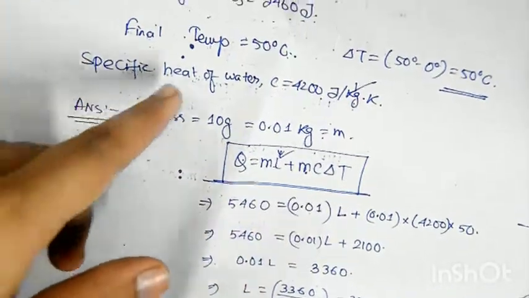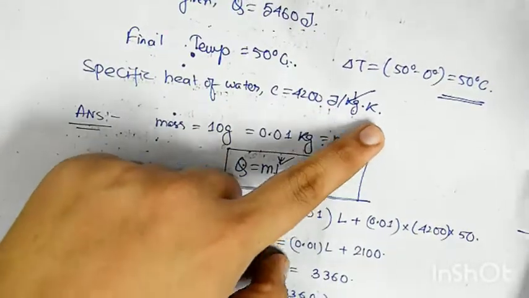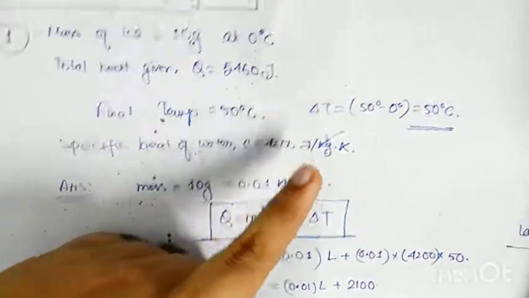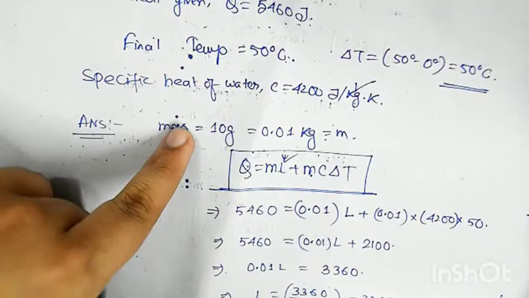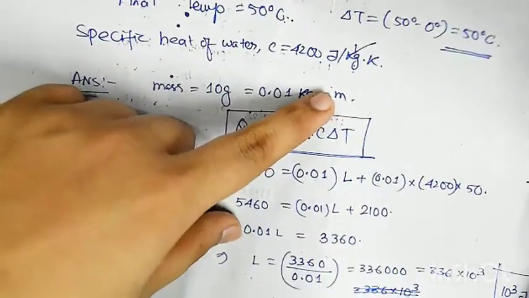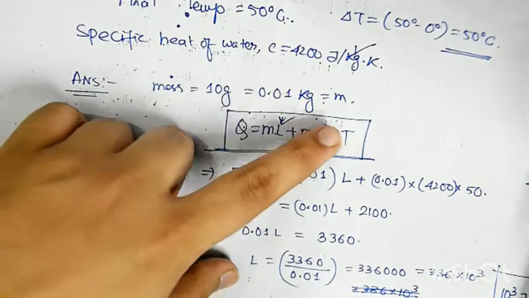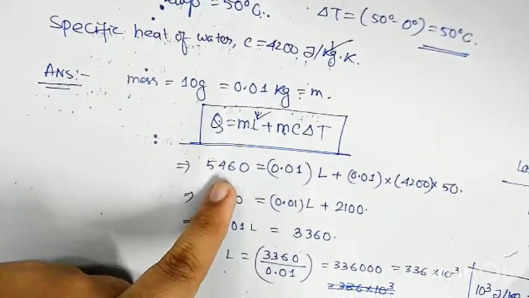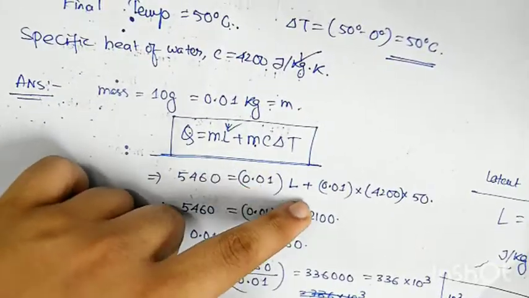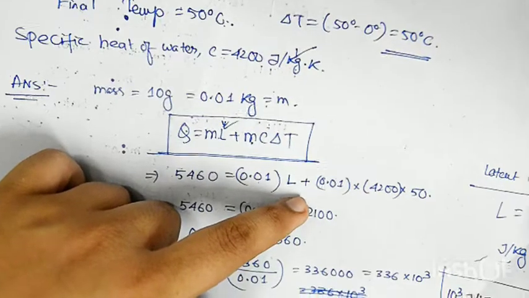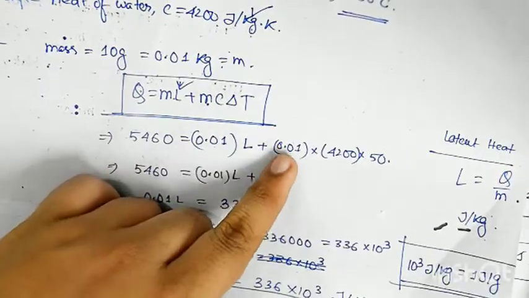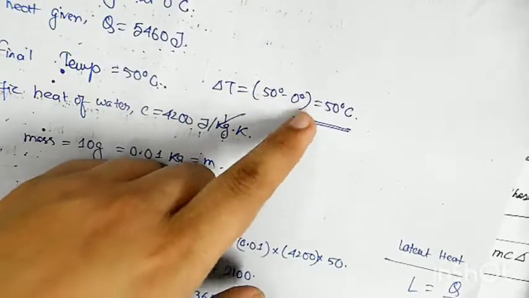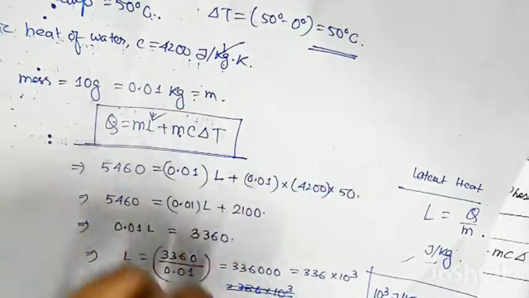You can see the specific heat of water is given to be 4200 joule per kg Kelvin. You must focus here that the specific heat is given in kg and mass is given in grams. In that case, we convert the mass of 10 gram into kg. Clear? 10 gram becomes 0.01 kg. Then we start solving. So Q, the heat given, is 5460, mass 0.01, L is the latent heat we have to find out, and the mass again 0.01, specific heat is given 4200, and temperature change is 50 degree to 0, that is 50 degree centigrade. So 50 is the value of delta T.